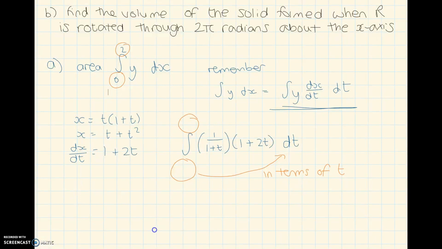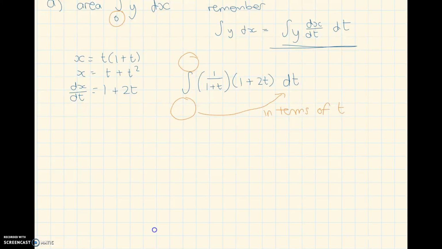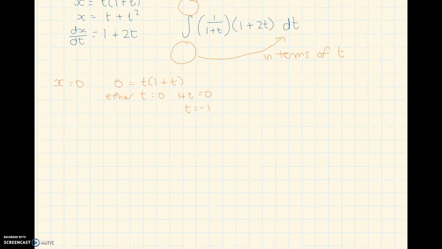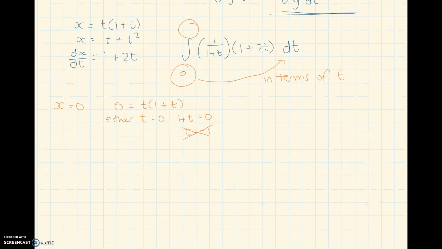So we can find the limits by asking what would happen. Let's look at the lower limit first. The lower limit at the bottom was 0, so that's when x equals 0. So if x is 0, then 0 must equal t times 1 plus t. So either t equals 0 or 1 plus t equals 0, which would mean t equals minus 1. Now if you look back up to the top of the question, it says t has to be bigger than or equal to 0, so we can rule that one out. So the lower limit is 0.